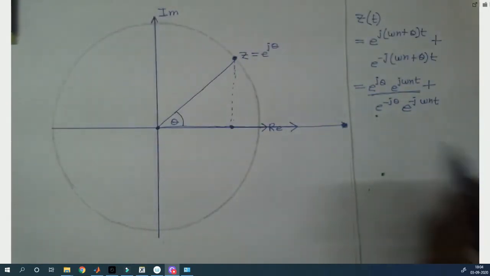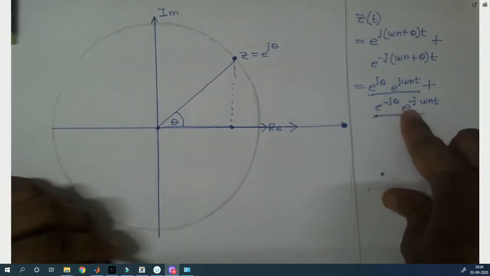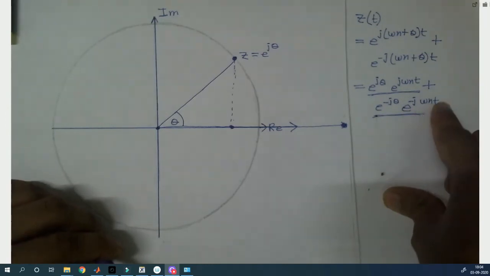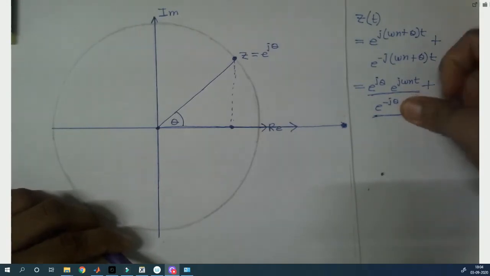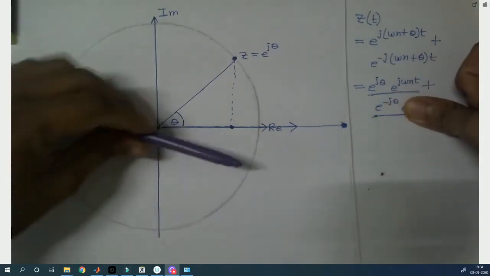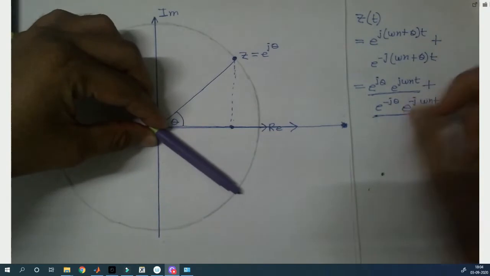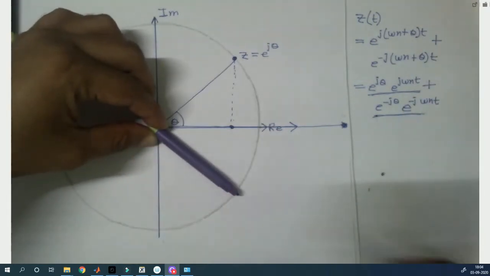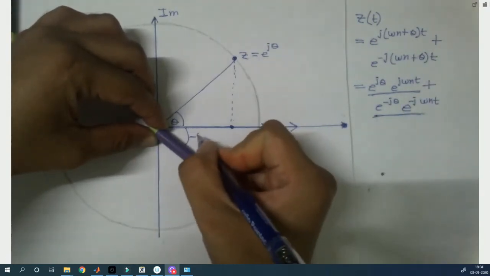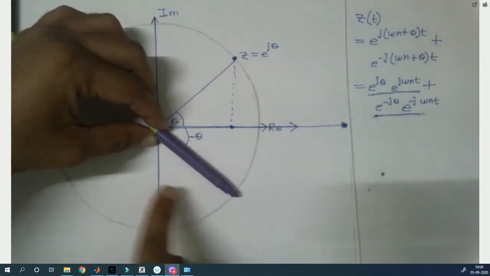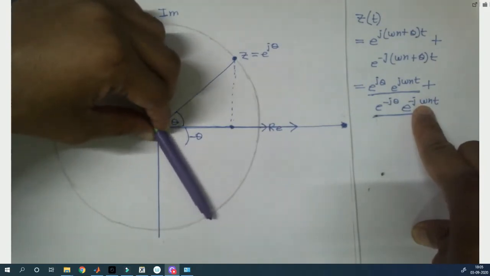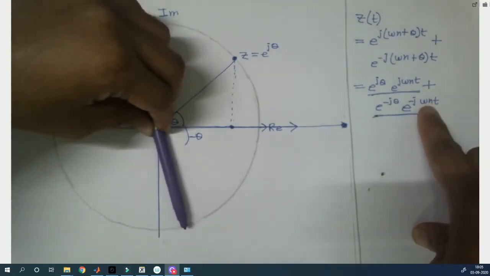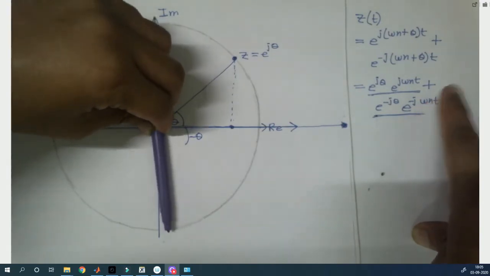Then the second part, e to the power minus j theta, e to the power minus j omega nt, at t equal to 0 will be e to the power minus j theta. So that will represent a point somewhere here at an angle of minus theta, and then it will move as time increases in the clockwise direction with angular velocity of omega n.